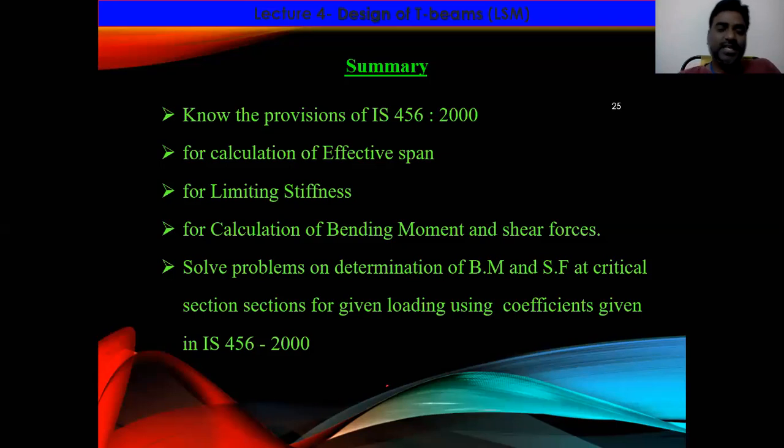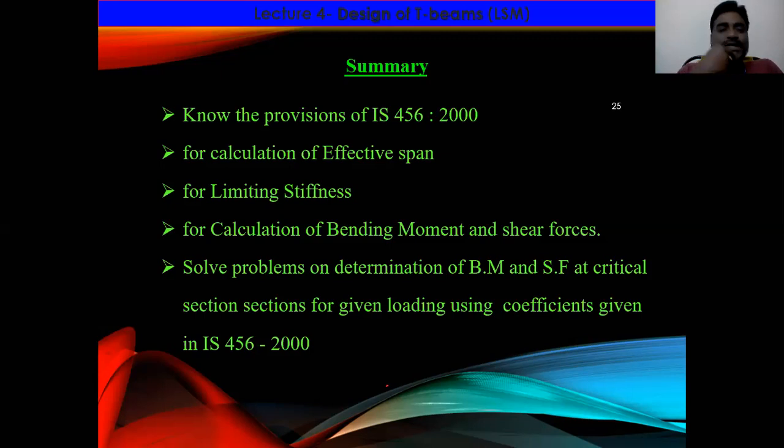And limiting stiffness for continuous beams and slabs: the L effective by D ratio should not be greater than 26 into the modification factor, right? That modification factor should be determined from IS 456-2000 based on the percentage of reinforcement provided in the tension zone and fS value, right? Based upon that, you can determine the modification factor, and that modification factor into 26, you will get the permissible limit, that is the L effective by D ratio of the continuous beam.